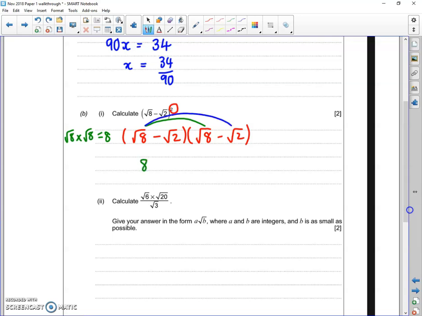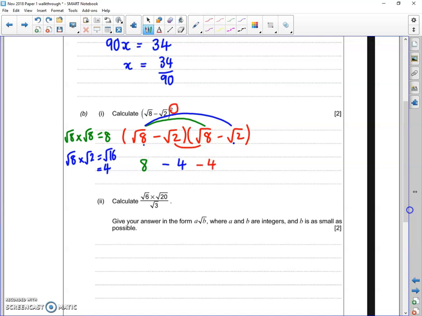Root 8 times root 2 is root 16, and root 16 is 4. We've got a positive times a negative, so minus 4. Then we've got the same thing again, so root 2 times root 8 is root 16, root 16 is 4, negative times positive, so that's exactly the same.